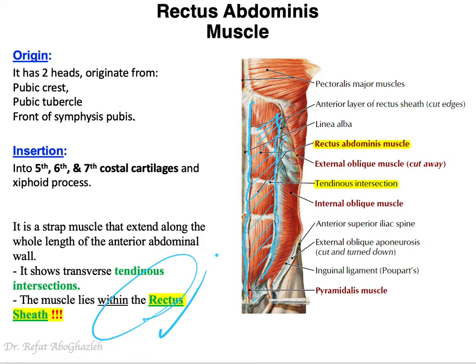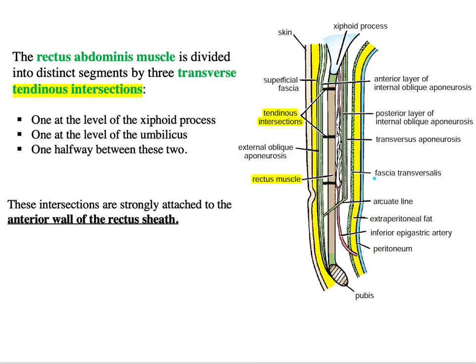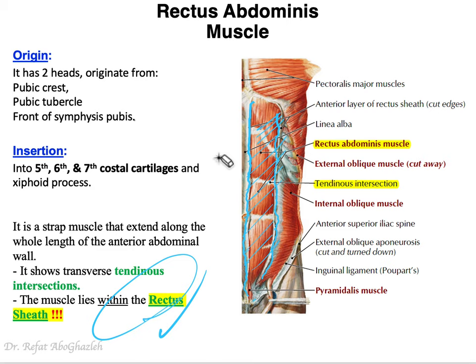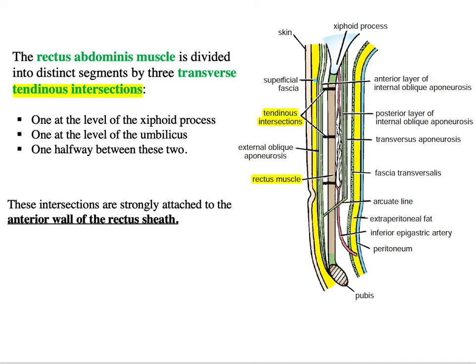What's the rectus sheath? Before that, let me show you the location of the tendinous intersections. There is one close to the xiphoid process, one at the level of the umbilicus, and one in between. This tendinous intersection connects the muscle, as part of the muscle, to the anterior wall. Look, this is the cross section of your anterior abdominal wall. This is the rectus abdominis, and this tendinous intersection connects the muscle anteriorly, but not posteriorly. So nothing posteriorly.